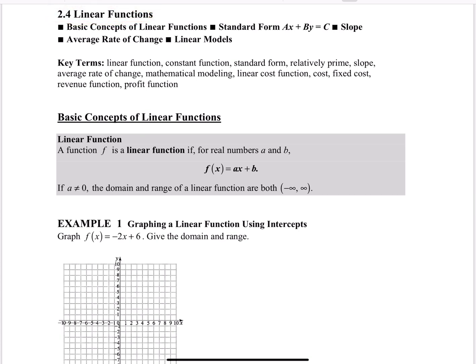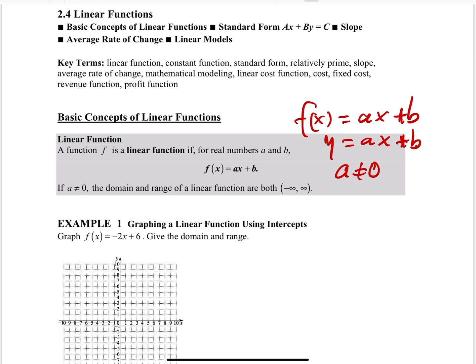Okay, bear with me. So the basic concept of linear function: a function is a linear function if and only if you can write it down as f(x) = ax + b. Just make sure sometimes they can also write it as y = ax + b. I'm quite sure most of you are used to the second form, but you have to make sure also that a is non-zero.